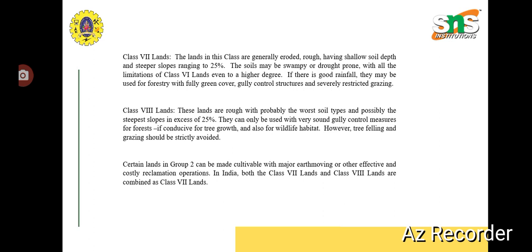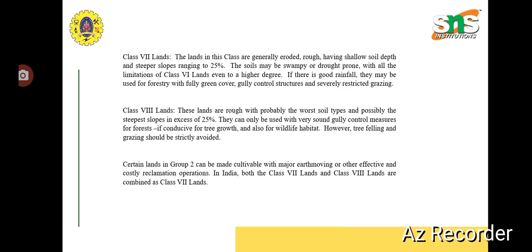In class 7, the soils have no capability for arable culture or permanent pasture. This class also includes rockland, other non-soil areas and bodies of water too small to be shown on the maps. The soils are generally eroded, rough, and have shallow soil depth and steeper slopes ranging to 25 percent. The soils may be swampy or drought prone, with all the limitations of the classes, even to a higher degree. If there is good rainfall, they may be used for forestry with full green cover and gully control structures and severely restricted grazing.